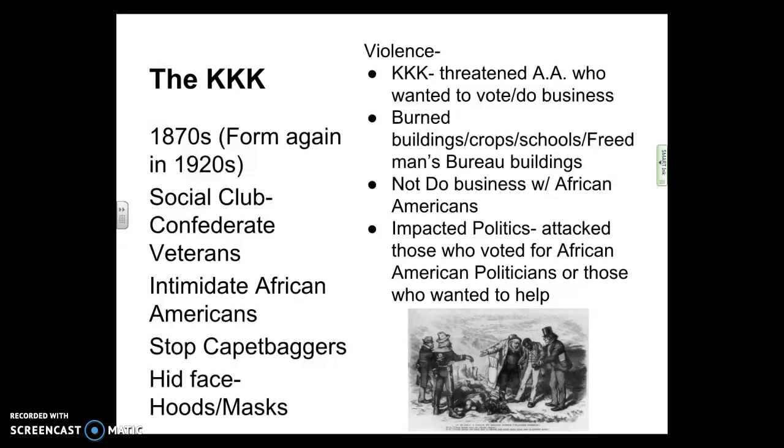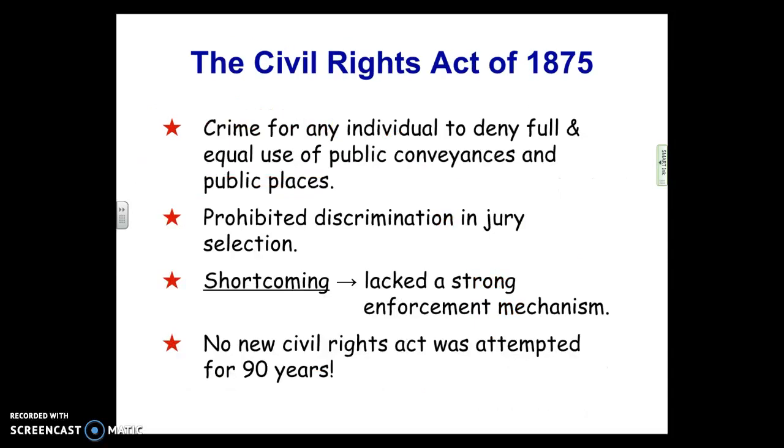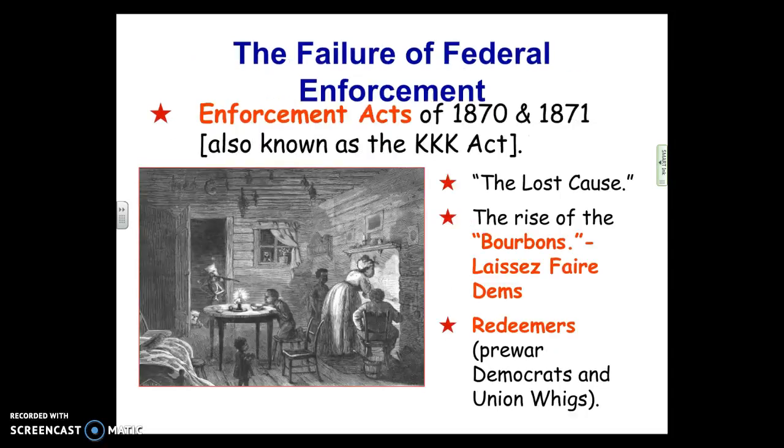And it really impacted politics, because if African Americans are scared to vote, they're not going to be able to vote in people that are going to be able to help them out. And that was kind of the theory of how it was supposed to work. You saw the Enforcement Acts passed in 1871 as a way to kind of stop this. And the South kind of saw it as a lost cause. They couldn't fight against Republican Reconstruction, whereas you started seeing the rise of two other groups, the Bourbons and the Redeemers, who want to try and see the South return to the way it was before the war.